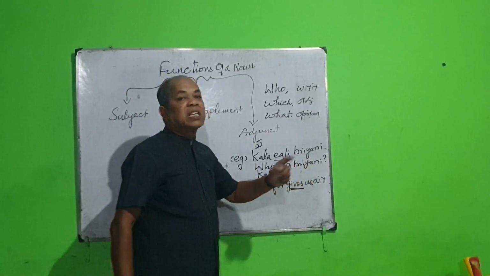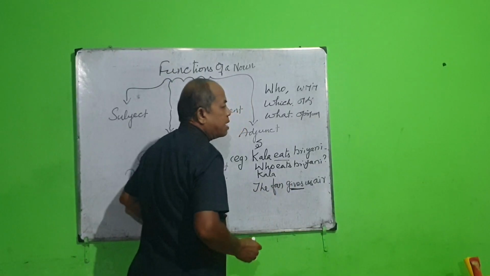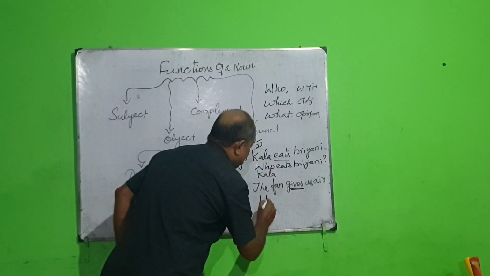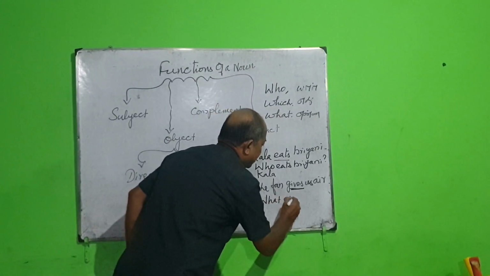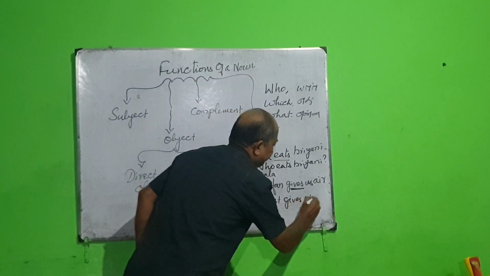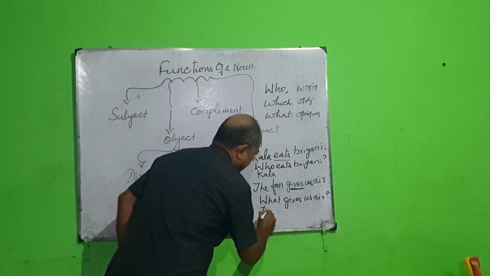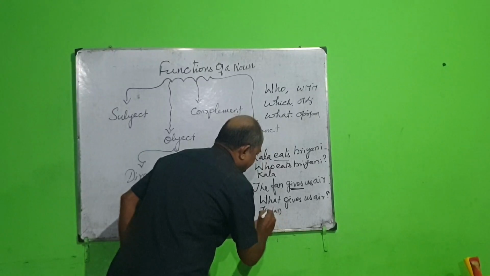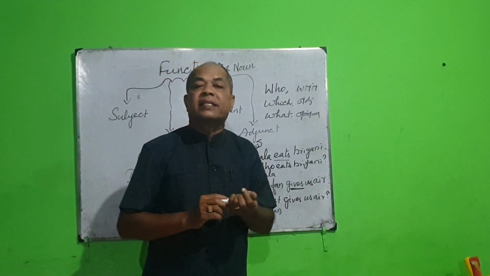Likewise, the fan gives us air. Gives is the verb. Fan is the name of a thing, so your question word should be what. So what gives us air? Come on. Answer, the fan. So this is the way that you should find out the subject in a sentence.